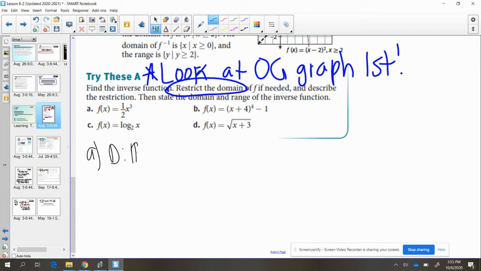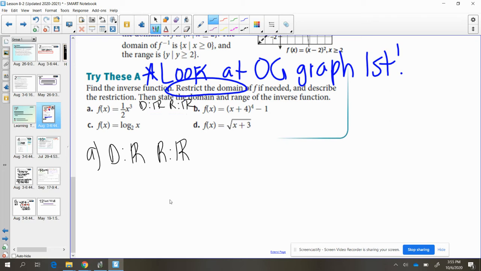Domain and range of the original are all real numbers, which also means the domain and range for our inverse are going to be all real numbers, because these normally flip-flop. So because the domain and the range on the original were all real numbers, the domain and the range on the inverse are also all real numbers for both, because normally they would flip-flop.